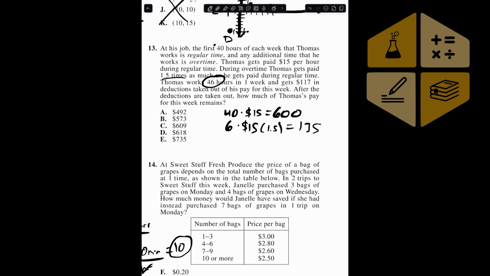So let's add that up. 600 plus 135, that's a total of $735. But remember, he has this $117 taken out in deductions. So minus 117, that gives us a total of $618 that he gets to take home, and that is D, 618.